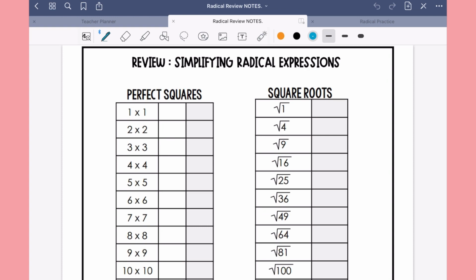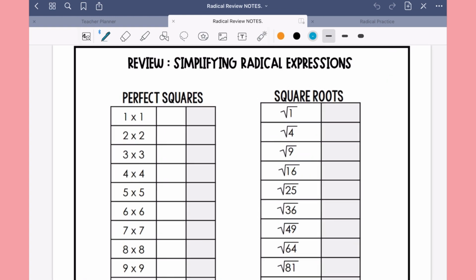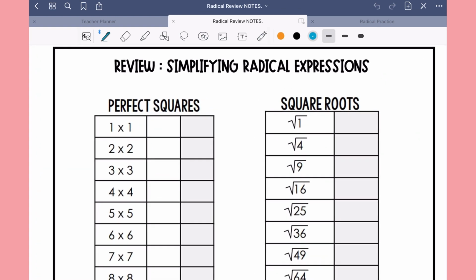Just a little disclaimer. If you have another way to simplify radicals that you've learned in the past, whether it's birthday cake or splitting up your factor trees, then by all means, stick to that method if it works for you. This is just another way of simplifying radicals that's a little quicker, and sometimes it's a little easier for some people to do it this way.